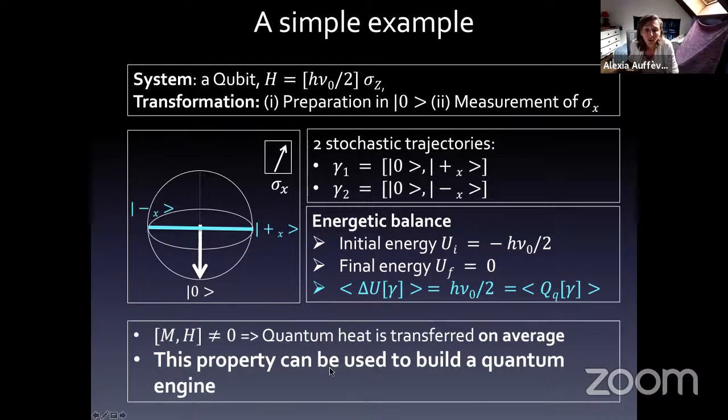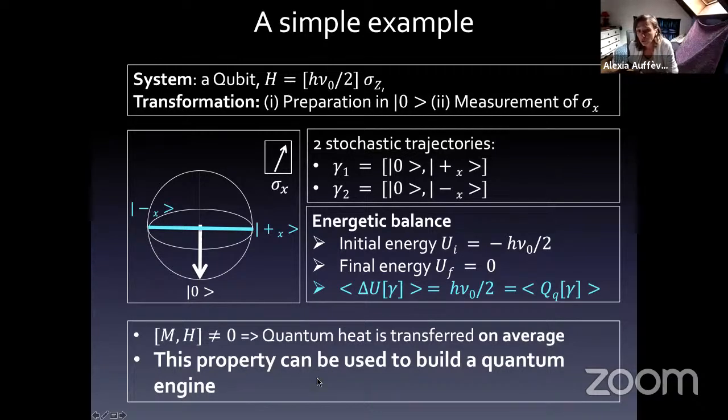And if you think about it from a mathematical point of view, it's obvious in the sense that I'm measuring an observable which does not commute with the free Hamiltonian of my system. And since there is no such commutation, there is nothing that prevents me from having a change of mean energy of my system. So quantum heat is transferred on average during this step.